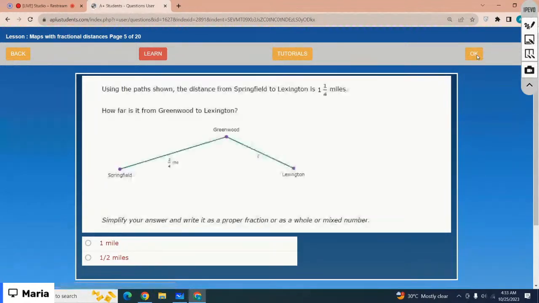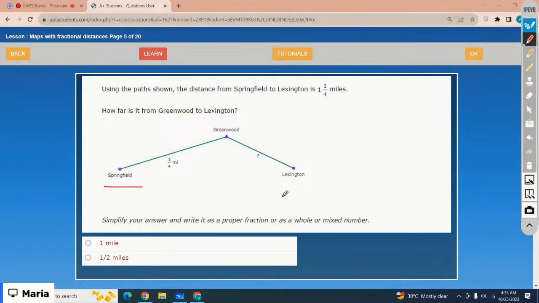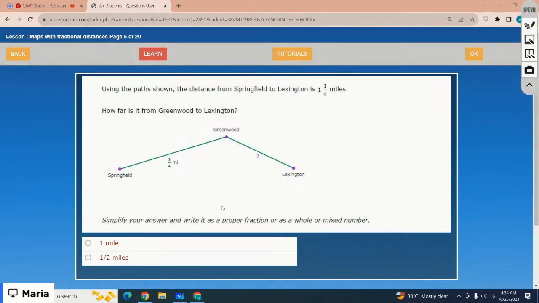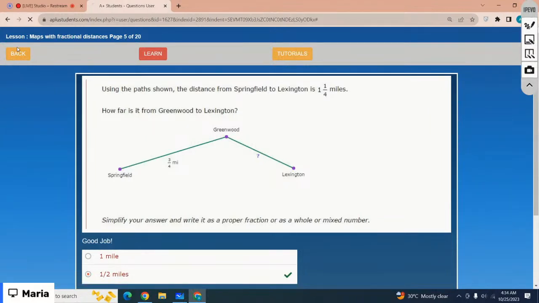Okay, using the path shown, the distance from Springfield to Livingston is 1 whole 1 by 4 miles. How far is it from Greenwood to Lexington? So you are given the distance from here to here, that is 1 whole 1 over 4. So 4 times 1 is 4, and 5 over 4 minus 3 over 4, that would be 5 minus 3 is 2 over 4. So that is 1 over 2 miles. The correct option is 1 over 2 miles, right? Okay, you can complete the lesson by yourself later today. Let me just move on to the next lesson.